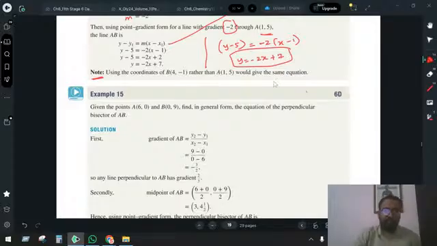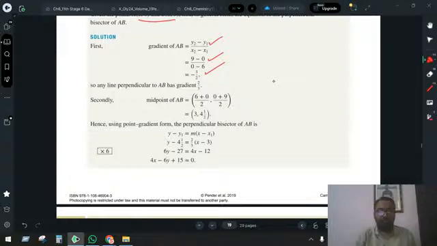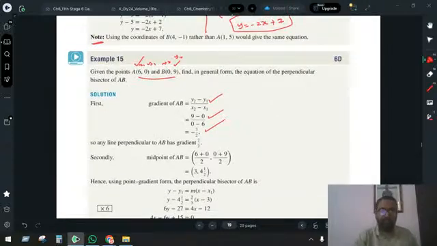So in the next example, he gives two points directly. You can take any point, and the gradient of AB is y2 minus y1 over x2 minus x1, so substitute the points accordingly: x1, y1, x2, y2. So this is the equation, this is the slope gradient, and this is the midpoint.